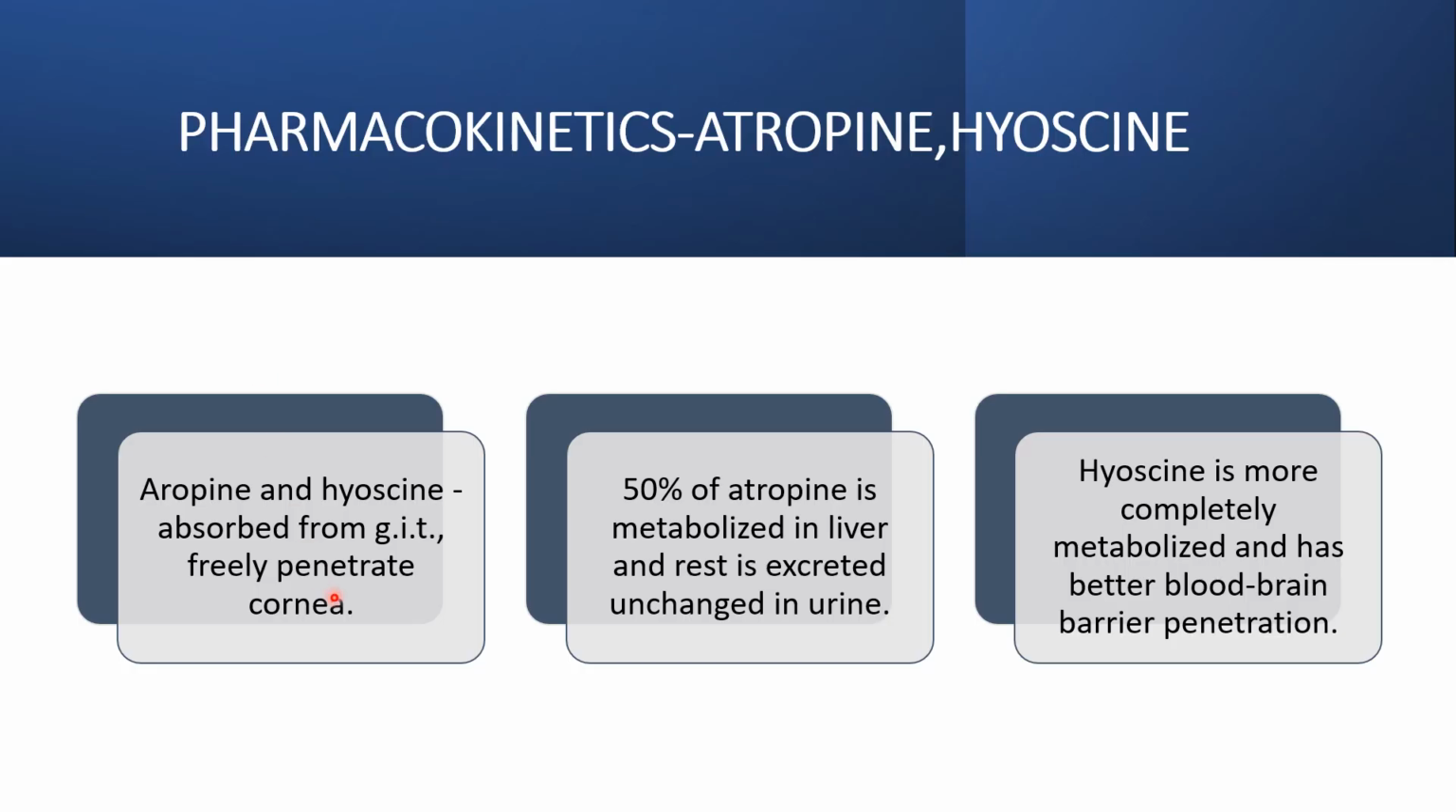Both atropine and hyoscine are absorbed from the GIT and penetrate the cornea freely. 50% of atropine is metabolized in the liver and the rest of it is excreted unchanged in urine. Hyoscine is more completely metabolized than atropine and it also has better blood-brain barrier penetration.